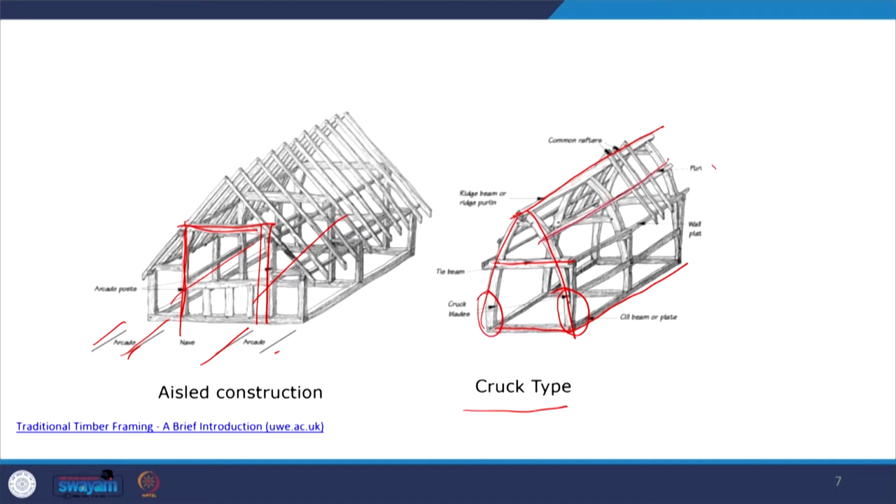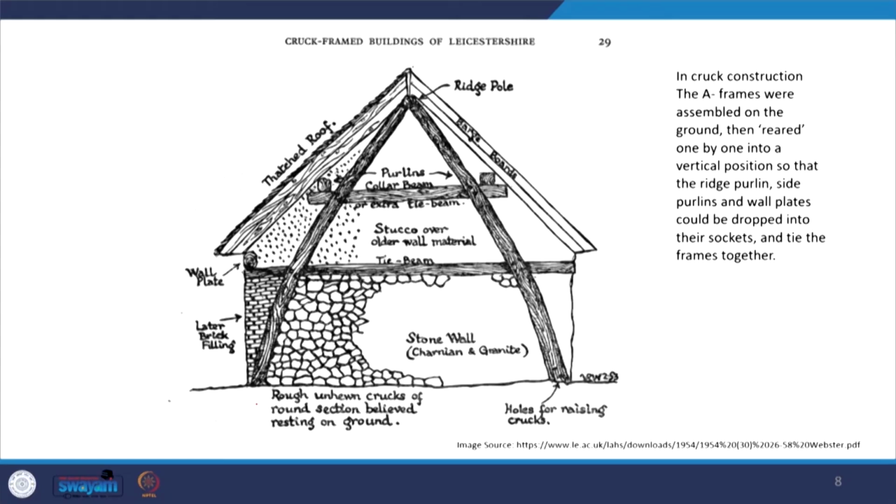Again, these purlins are there as we found in the post and truss model. These purlins bind all these systems. In a more detailed version of these cruck frame buildings, one example in Leicestershire, we can see the timber frame, where the inclined members are formed as a frame and assembled on the ground and laid one by one into a vertical position, so that the ridge purlin, the side purlins and the wall plates can be dropped onto their sockets and tie the frames together.